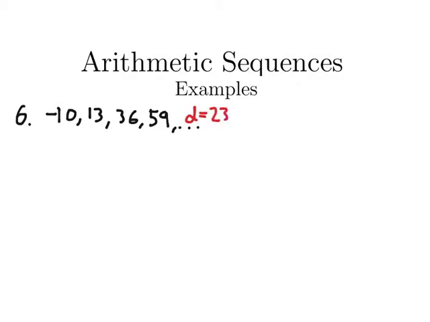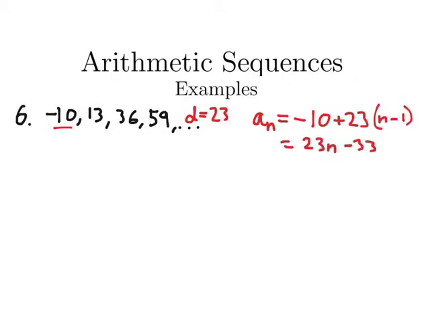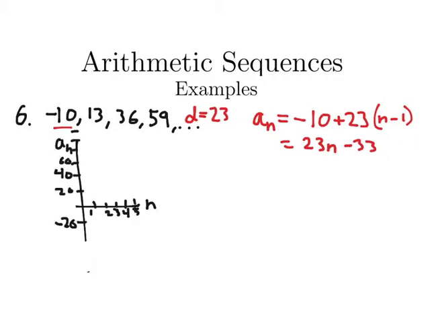So the equation for the nth term, a sub n, is a sub 1, which is negative 10, plus d, which is 23, times n minus 1, which can be simplified to 23n minus 33. Now if I draw the graph where the axes are n and a sub n, you can see the scales I've chosen.